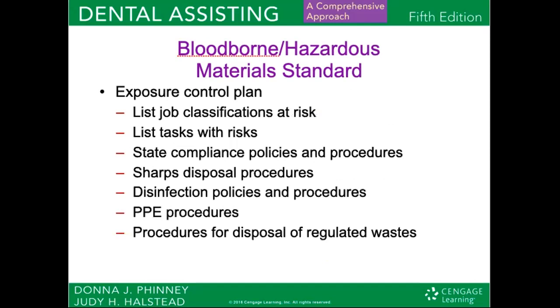The exposure control plan must be written and should contain the following: a list of all job classifications for which employees are at risk for exposure to bloodborne pathogens, a list of all job-related tasks that put employees at risk for exposure to bloodborne pathogens, a written plan stating how the facility is compliant with OSHA bloodborne pathogen standards, the procedures the facility follows for disposal of sharps, the procedure the facility follows for disinfection of rooms, equipment, etc., the procedure for the proper use of personal protective equipment, and the procedure for the disposal of regulated wastes.